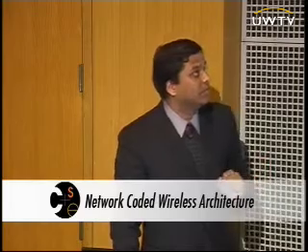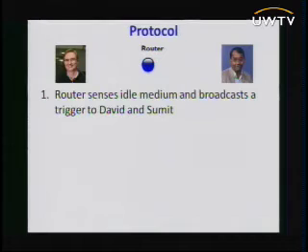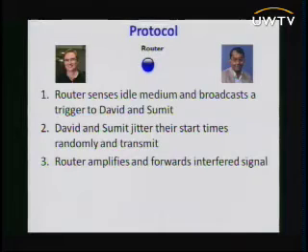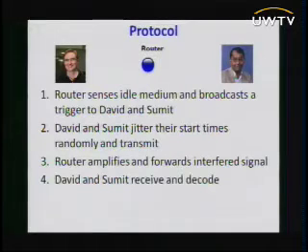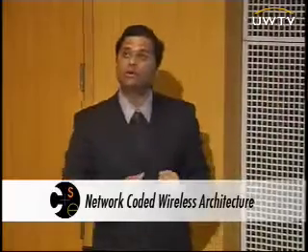So how do we build this protocol in practice? Let me just go through the different steps, and then I'll get to the decoding algorithm. So first, the router senses whether the wireless medium is idle, and then broadcasts a short trigger to David and Sumit. Once these 2 nodes receive the trigger, they jitter their start times by a small random amount and then transmit. Because they transmit simultaneously, the packets interfere, and the router receives an interfered signal. It amplifies and forwards this interfered signal. And now, David and Sumit receive and decode this interfered signal. So this is the key step. How do David and Sumit decode this interfered signal?